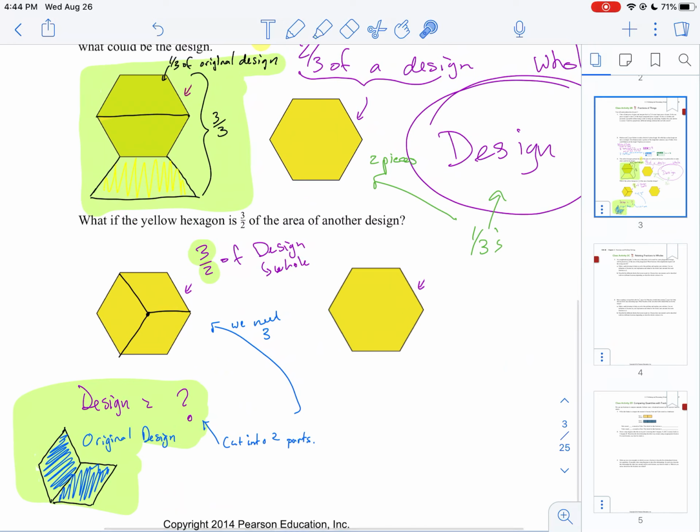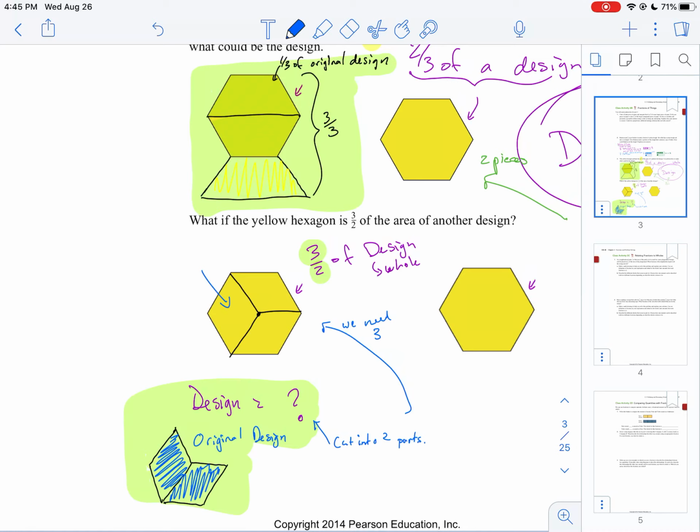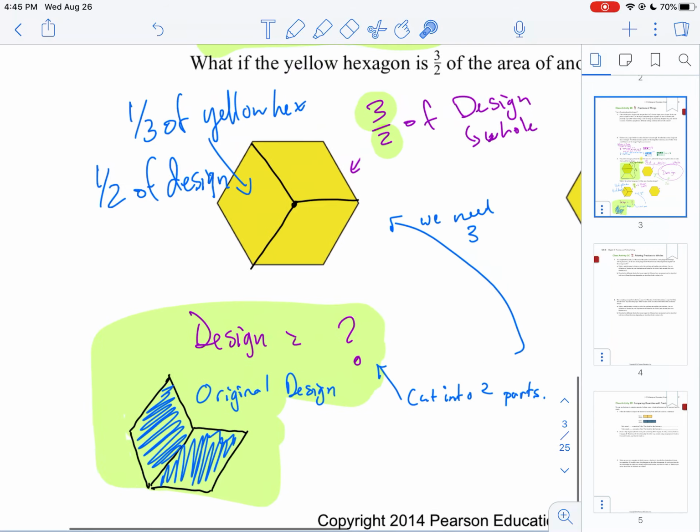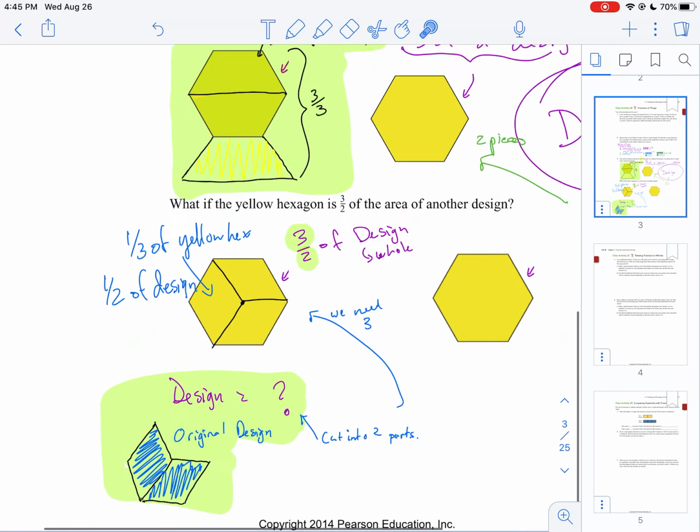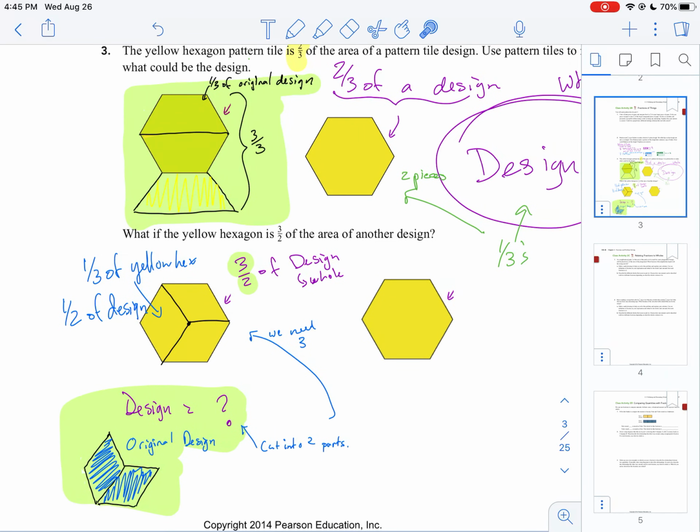Okay, so let's talk through that real quick here. Yellow hexagon, this one, 3 halves of another design. So we have the original design. We didn't know what it looked like, but we cut it into 2 parts, and then we took 3 of those. So that meant we had to divide this into thirds. So we broke this into thirds. This then is 1/3 of the yellow hexagon, but it's 1/2 of the original design. If one of those is a half of the original design, then we know the actual original design must be 2 of those. Hopefully that's helpful, and we'll keep working with fractions here.